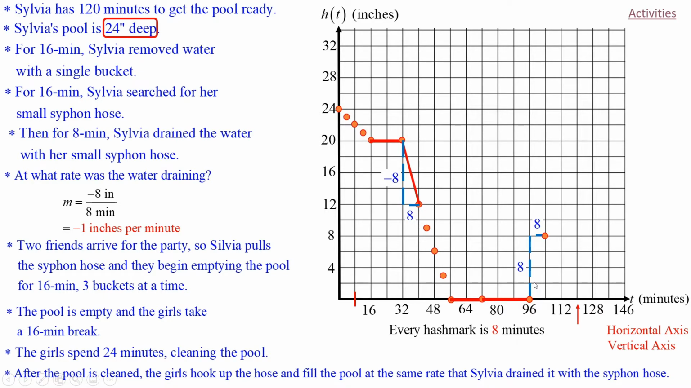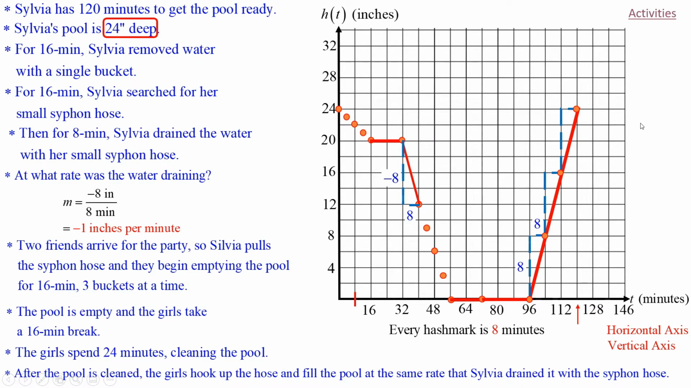How many hash marks is that? 1, 2, 3, 4. So I'm going to go up 1, 2, 3, 4, and over 1. Not full yet. 1, 2, 3, 4, and over 1. And I think at that point right there, the pool is full. And now let's think. When we're filling the pool with water, water is flowing continuously. So this is going to be a continuous line that goes through these 4 points. And there we go. The pool is now full.